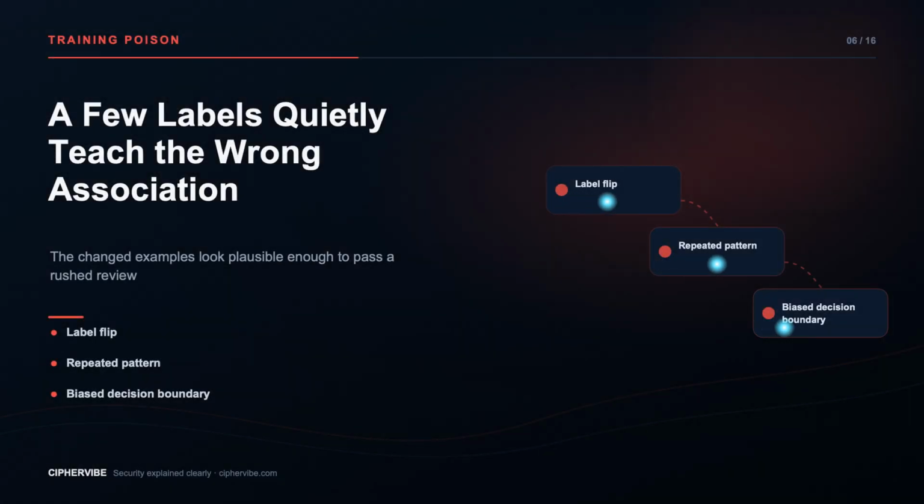Now the simulation introduces a small set of altered records. Their labels are flipped, and they share a fictional marker. During retraining, the classifier begins associating that marker with routine handling. Nothing executes. We are simply demonstrating how corrupted examples can pull a learned decision boundary away from the intended behavior.